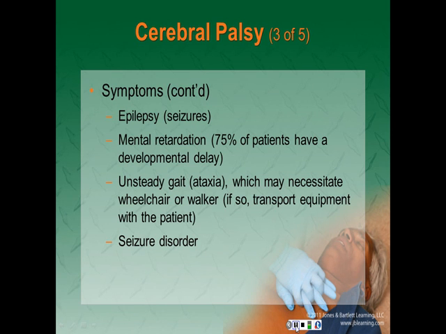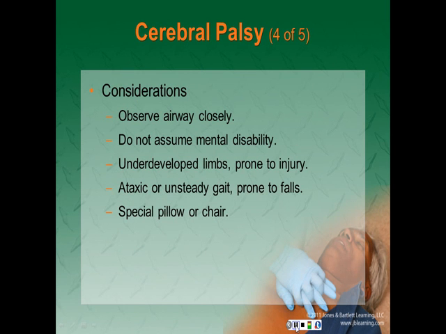They have an unsteady gait called ataxia, which may necessitate wheelchairs or walkers, and if so, you take the equipment with the patient, and they may again have seizure disorder. You need to observe their airway closely because they may have increased secretion production and difficulty swallowing, or dysphagia. They may require aggressive suctioning to clear the airway.